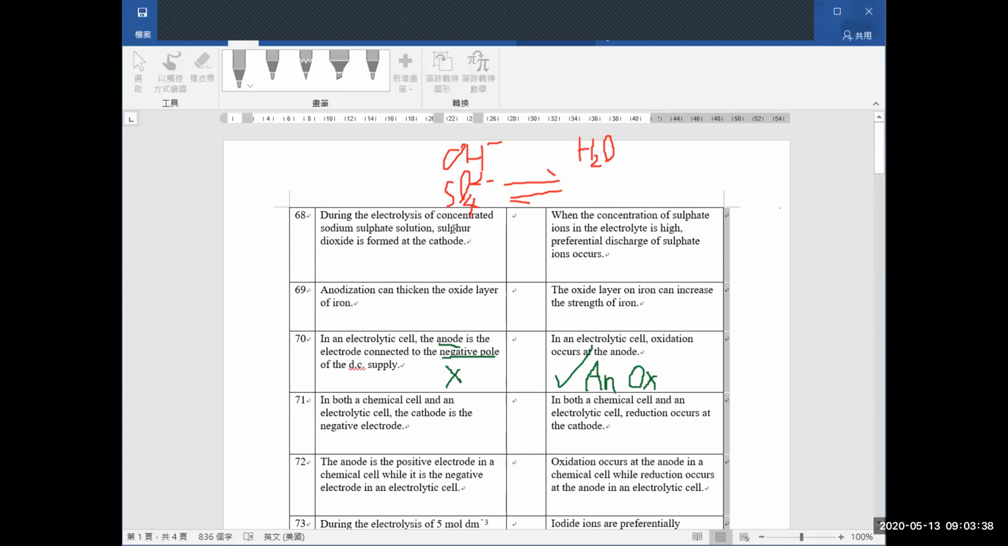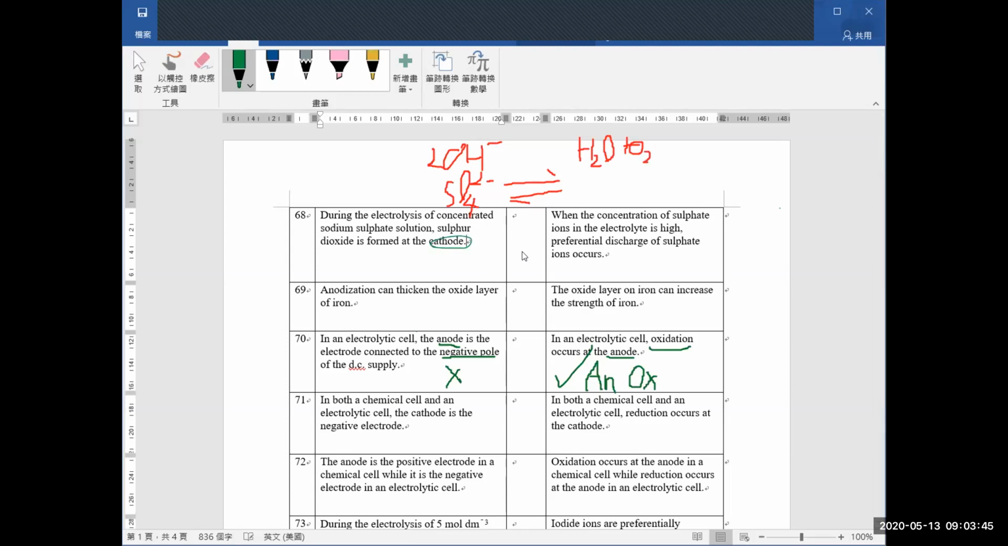At the cathode, first of all, what ions are there? What ions approach there? Sodium and hydrogen ions. So you need not consider anything about the turning of sulfate into sulfur dioxide. Okay, so no need. So get back to this. If it is not sulfur dioxide, what is the gas? Can you judge?